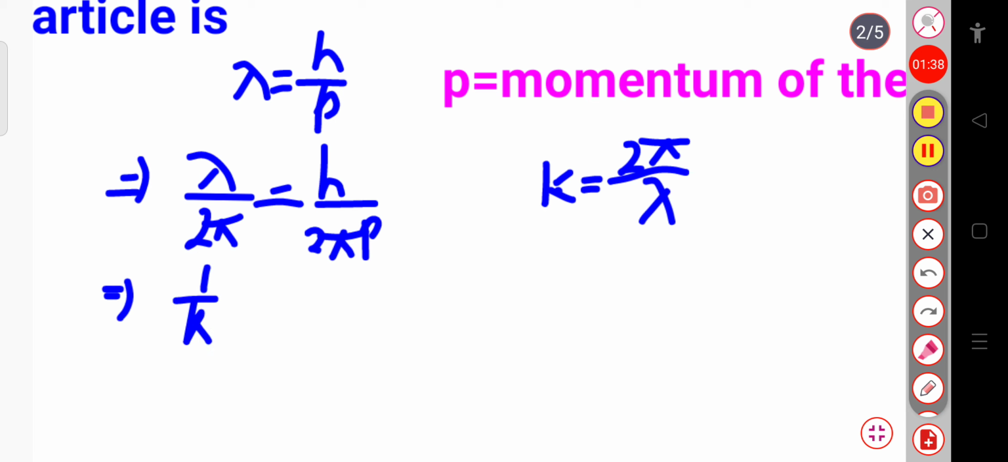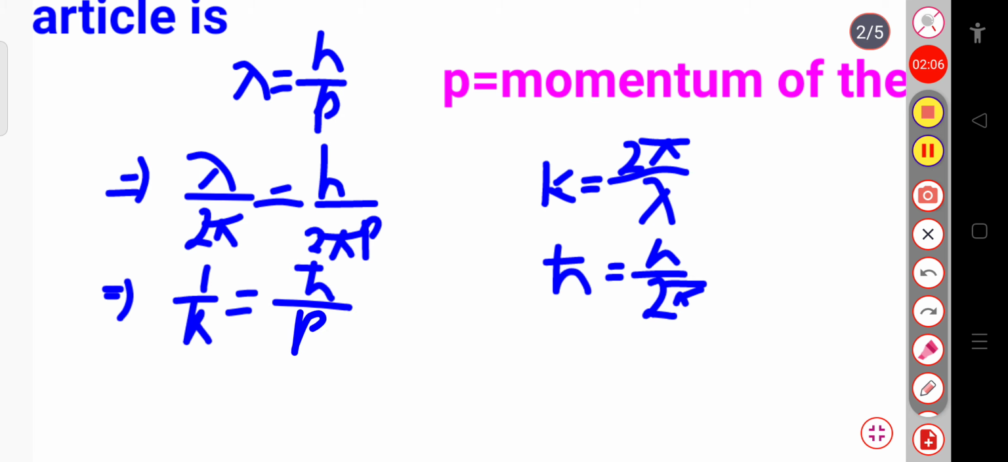And again, h cut, which can also be read as h bar, is equal to h by 2 pi. In place of h by 2 pi here, we can put h cut divided by p. So 1 by k will be equal to h cut by p.